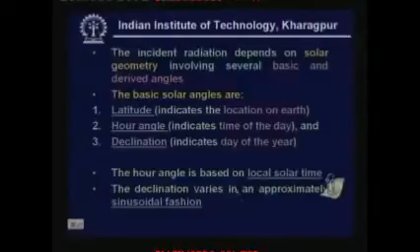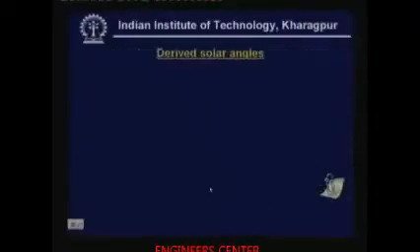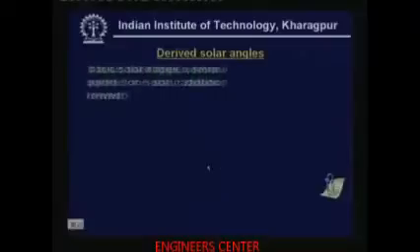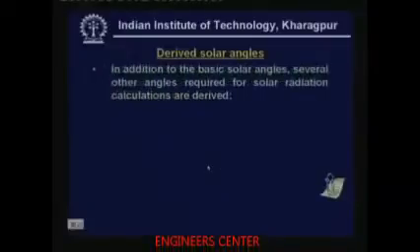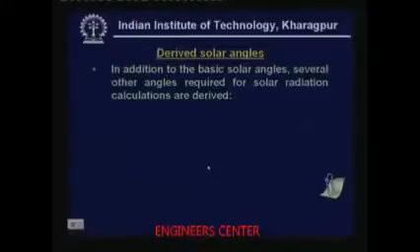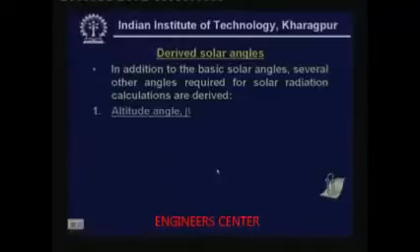Okay, so these are the basic solar angles. Now let us look at derived solar angles. In addition to the basic solar angles, several other angles required for solar radiation calculations are derived. First one is what is known as altitude angle. So let us see what this altitude angle is.